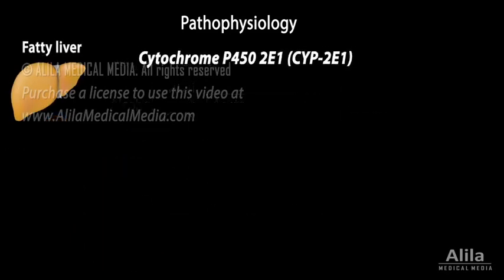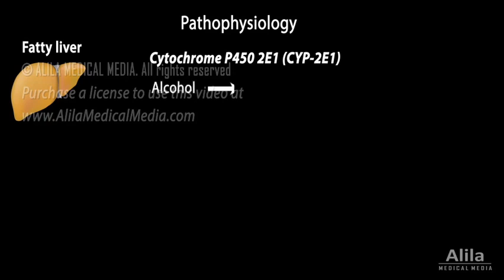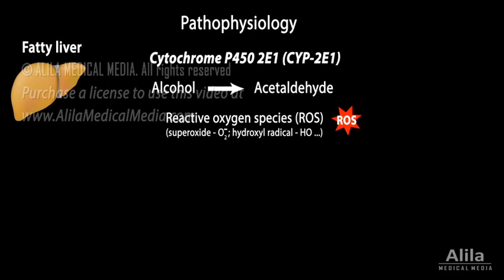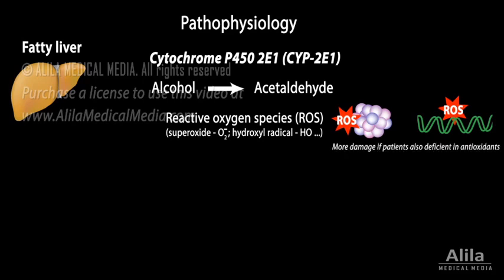Chronic alcohol use upregulates the CYP2E1 pathway. This pathway generates harmful reactive oxygen species, which can damage proteins and DNA. The effect is exaggerated in patients who are deficient in antioxidants due to malnutrition.